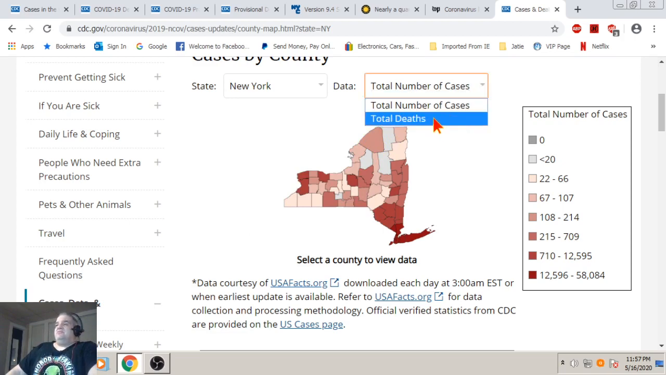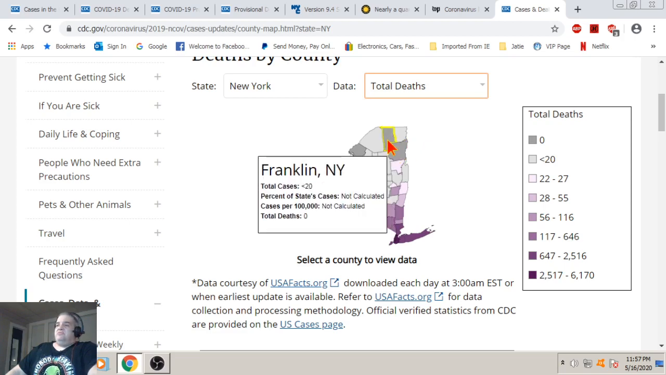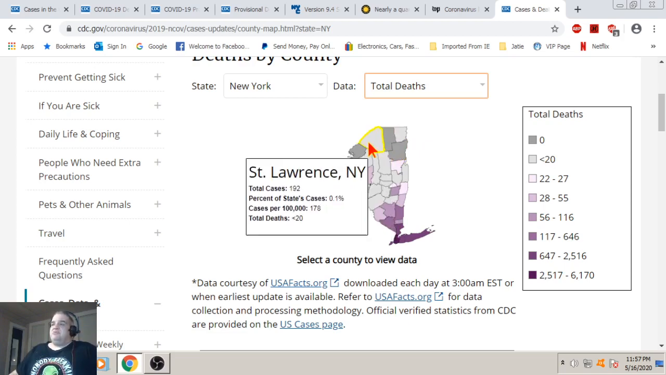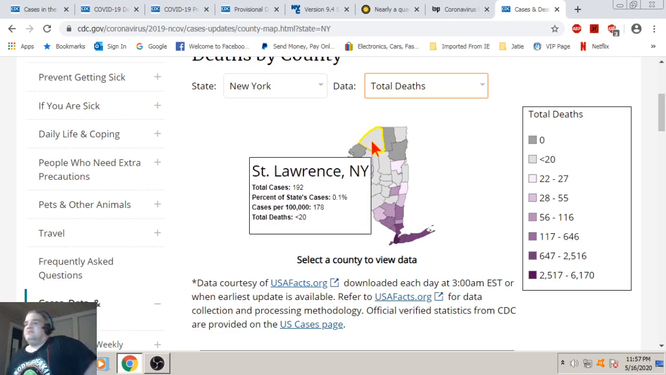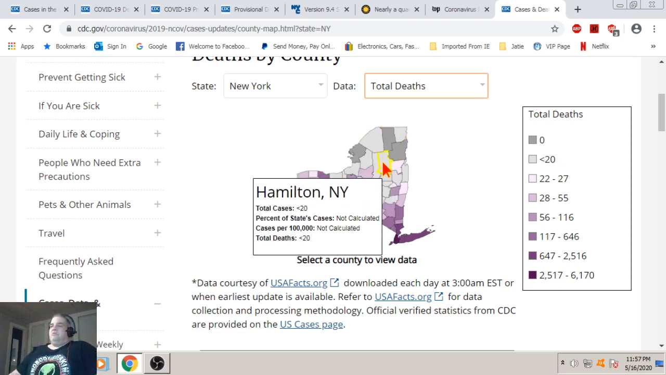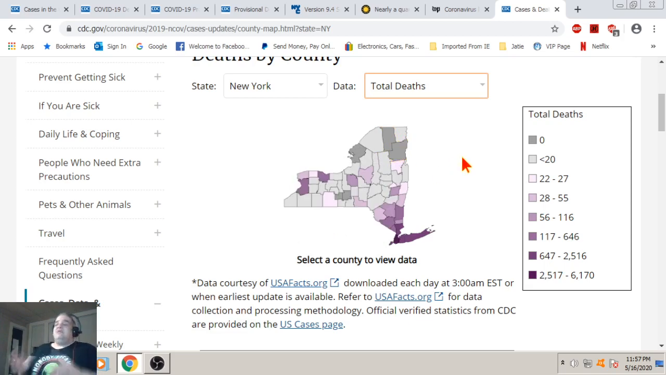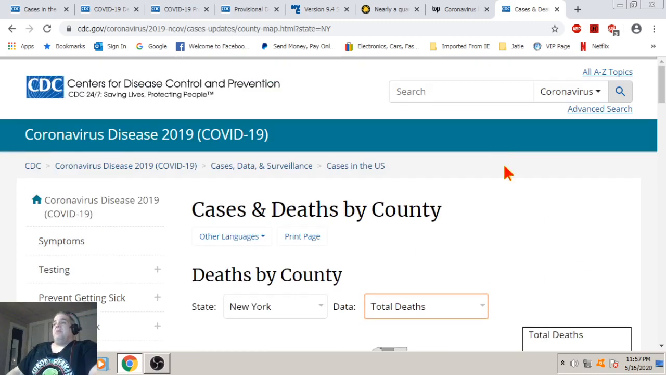That helps us. Now, if you go to total deaths, if you look, Essex has got 32. We got less than 20 cases, and total cases 20. Total deaths is 0. Sorry. Total deaths is 0. St. Lawrence County has less than 20. Clinton's got less than 20. And then Hamilton. So between Franklin and Essex alone, we have 0. This is good data to know based on what they're doing. And I wanted to show you, especially people in my area where I live, so they understand what's going on. That was one of the things I wanted to show you.